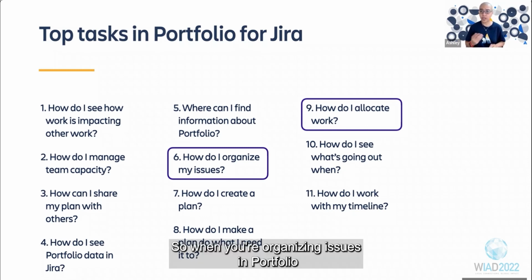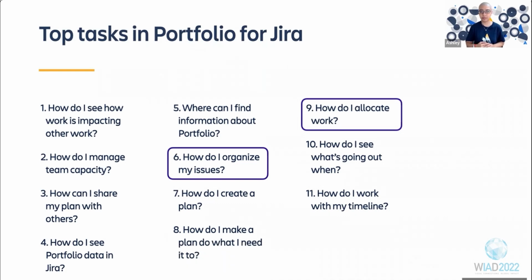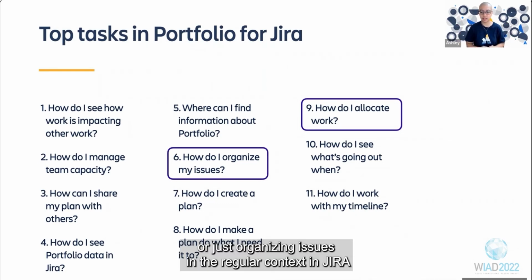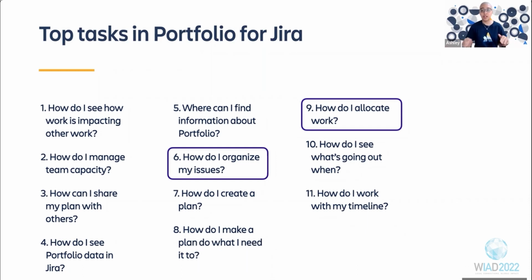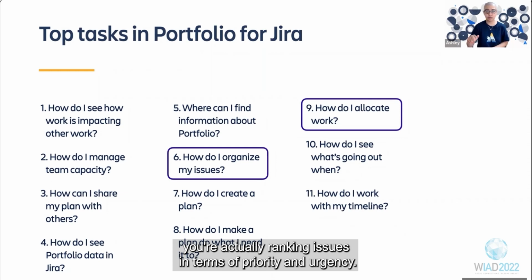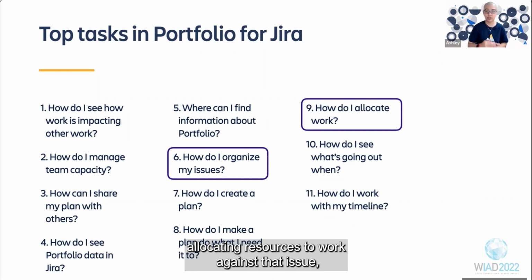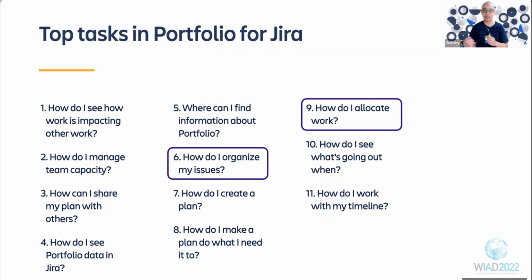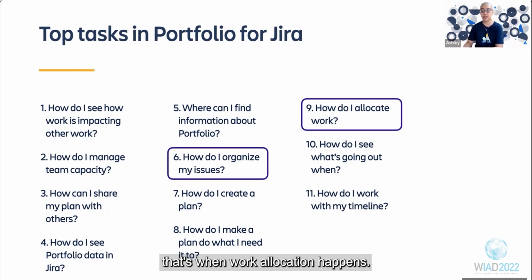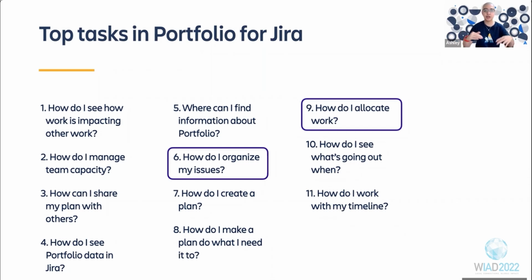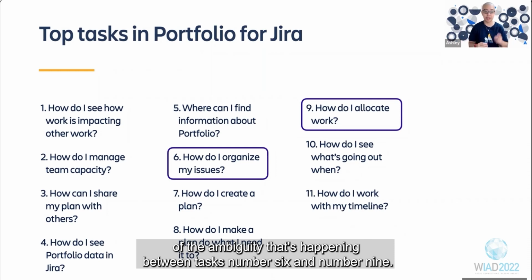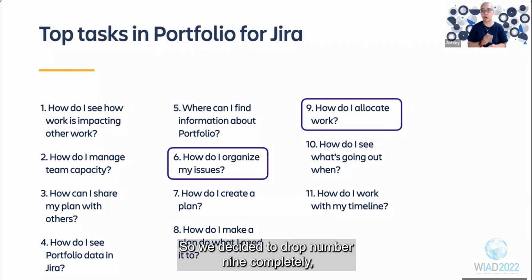So when you're organizing issues in portfolio, or just organizing issues in the regular context in Jira or whatever work tracking tool you're using, you're actually ranking issues in terms of priority and urgency. And then when you're allocating resources to work against that issue, that's when work allocation happens. So that's the nature of the ambiguity between task number 6 and number 9. So we decided to drop number 9 completely.